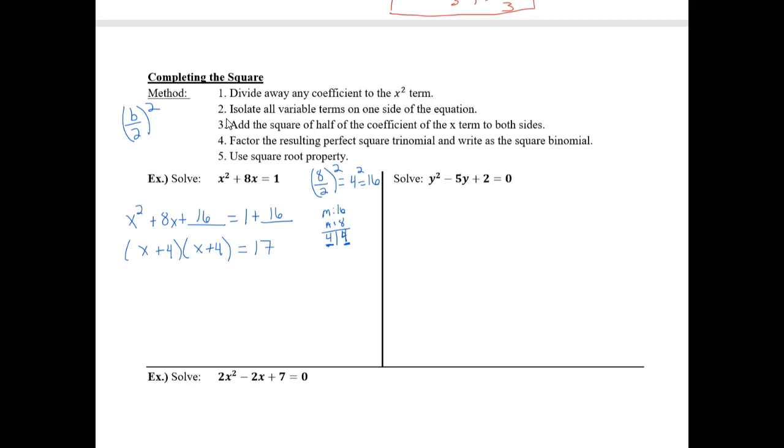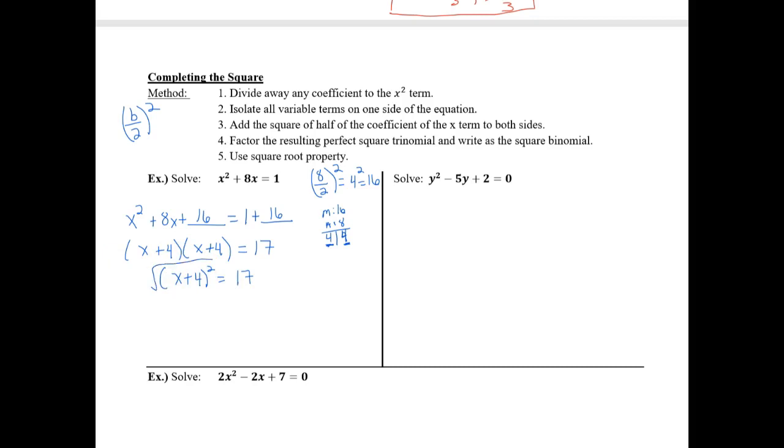Now we're not going to leave it in this factored form, right? That's not really completely factored. To completely factor it, if I have something times itself, I'm going to write it as that quantity squared. That's completely factored. And that's the goal that we were trying to shoot for, was a quantity squared equaling a constant, because now we can use the square root property.